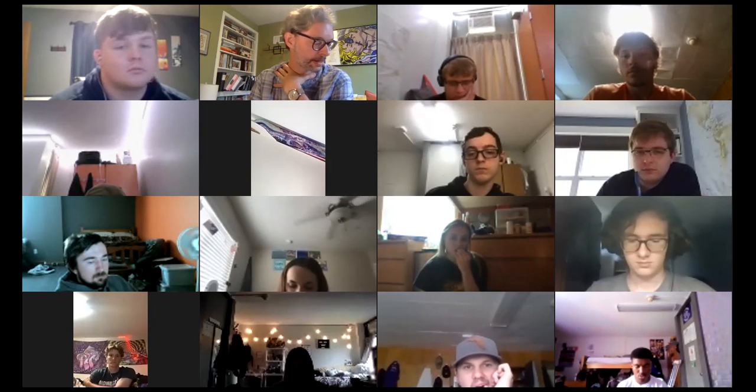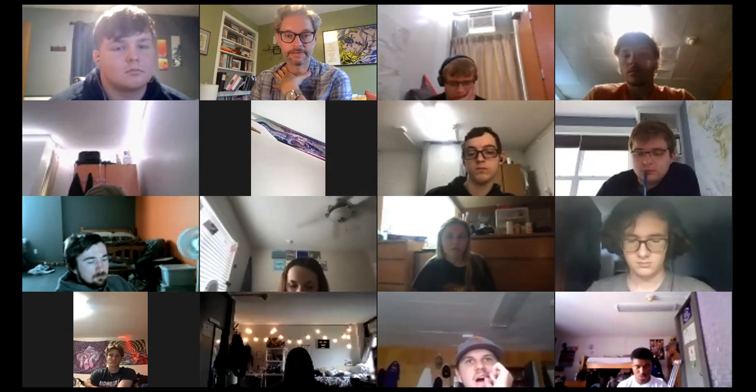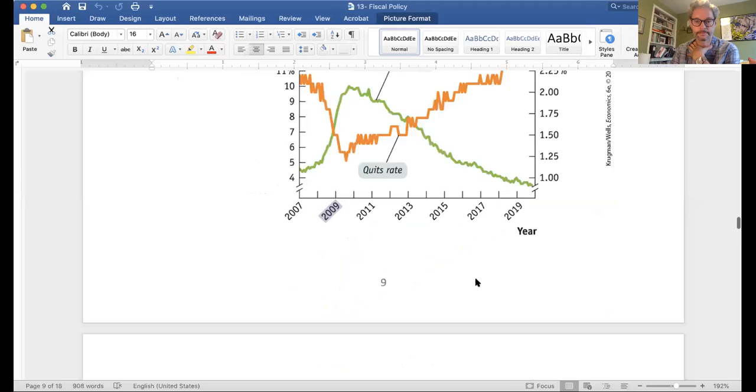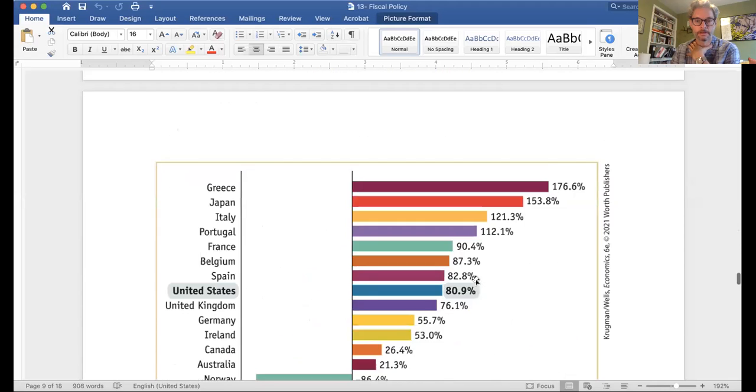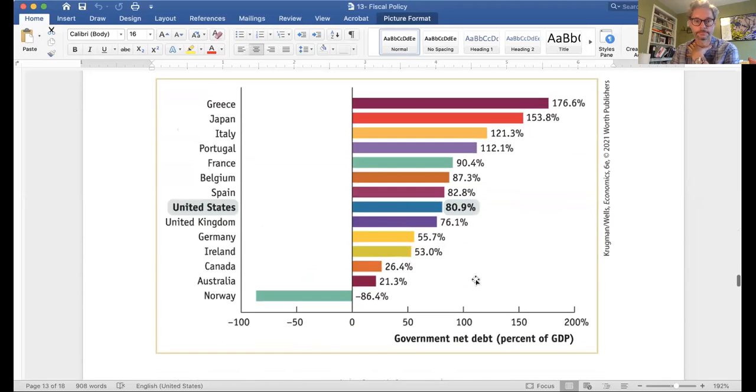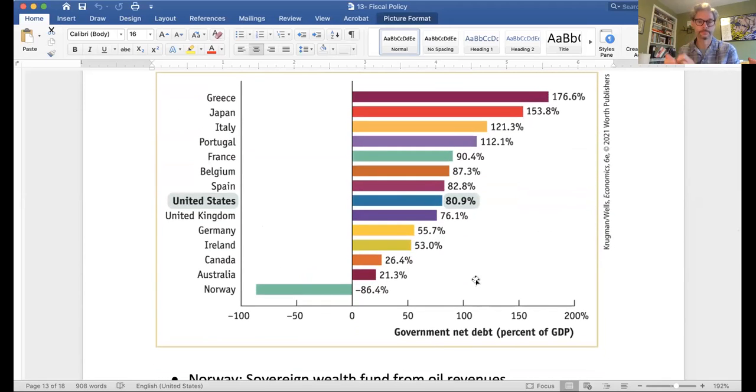How does the US budget and debt look relative to other countries? This data is a little dated, but I think it'll give you a rough idea as to where the US ranks relative to other countries. So you can see some countries that have big debt as a percent of GDP. Right up at the top of this list is Greece and Japan.